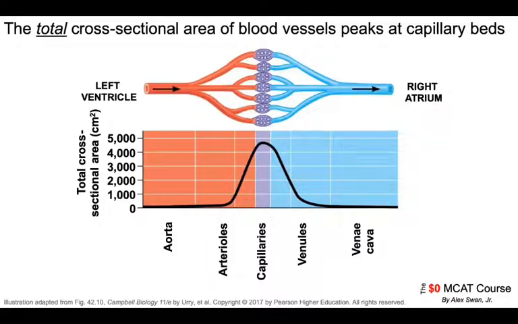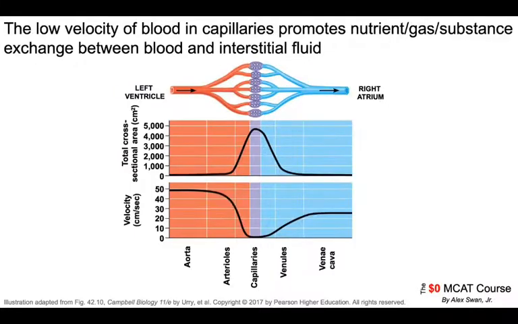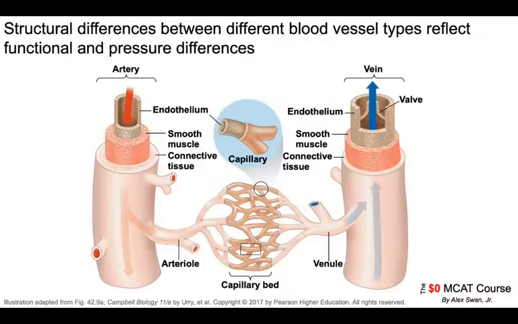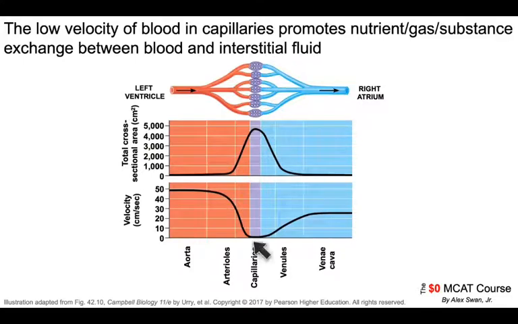Now, why is that important? Well, that's important because it's going to determine the velocity. As we increase in the total cross-sectional area of the blood vessels, the velocity of the blood is going to decrease, and eventually when the blood reaches these capillaries, the velocity of the blood is extremely slow.